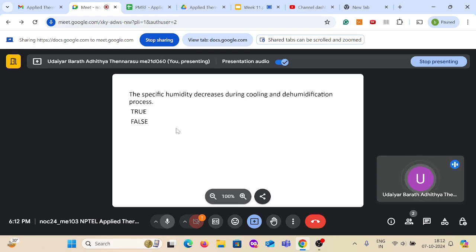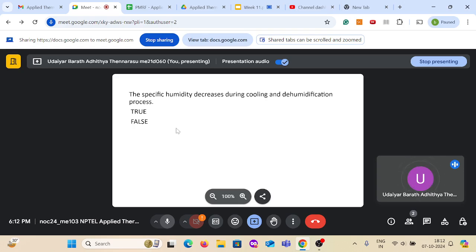The next one is: the specific humidity decreases during cooling and dehumidification process. This is a true or false question, so it can be either true or false. The question is, specific humidity decreases during cooling and dehumidification process.